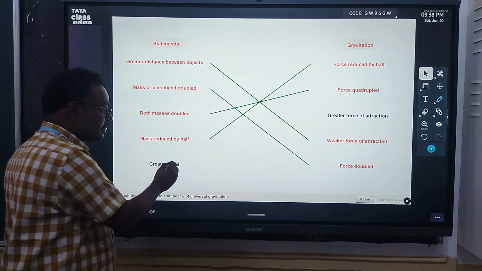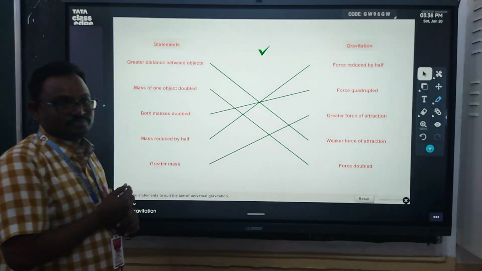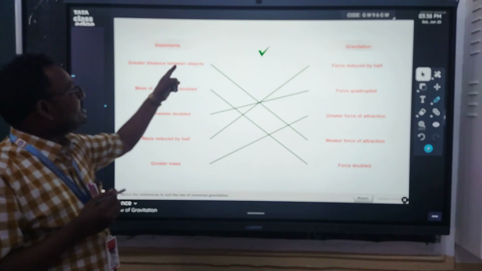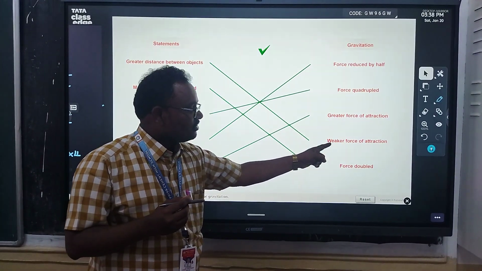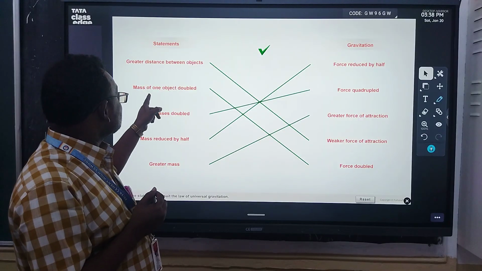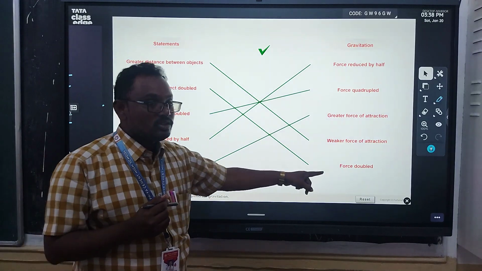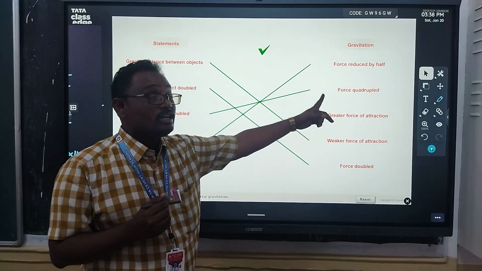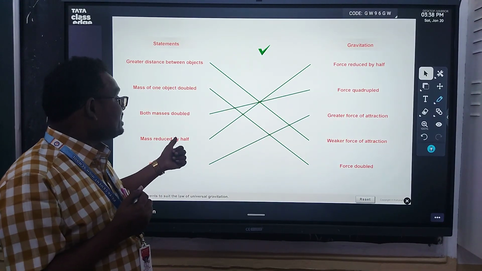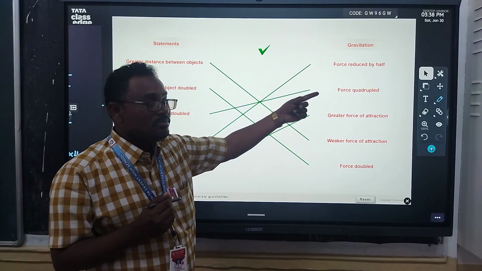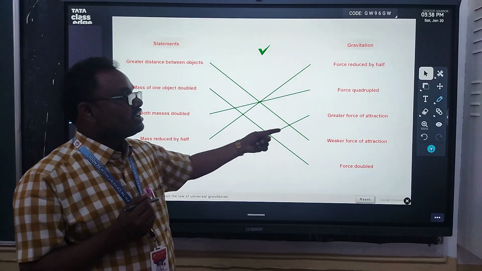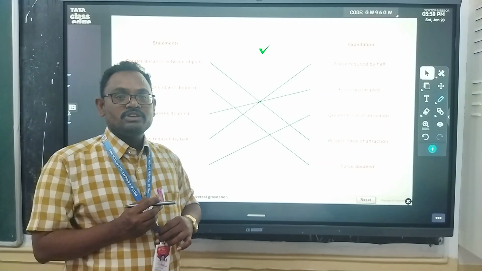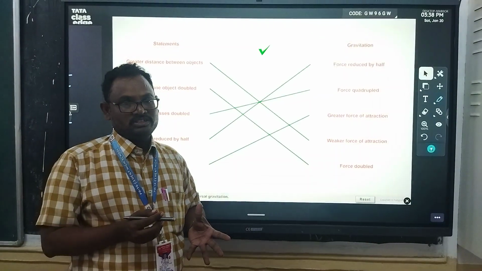Greater mass, greater the force of attraction. See here, greater the distance between the objects, weaker force. Mass of one object doubled, force also doubled. Both masses doubled, force becomes quadrupled. Mass reduced by half, force also becomes half only. Greater mass, greater force of attraction. So this is a universal force of attraction between any two bodies in the universe.